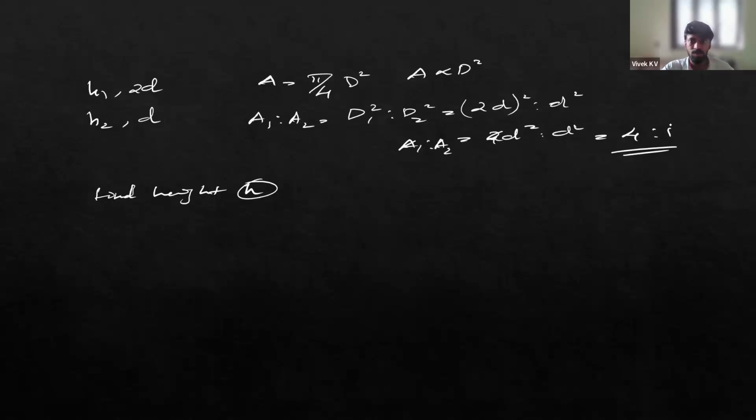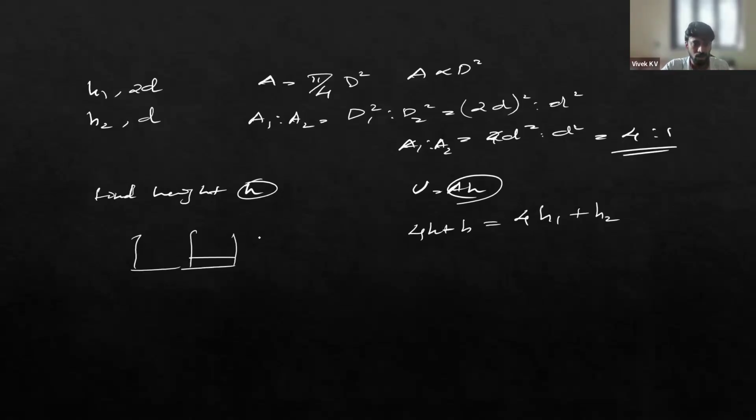So if the area ratio is, let us say, 4 is to 1, we know volume is nothing but area into height, right? So in this particular case, initial volume was 4h1 plus h2. That should be equal to the final volume. The volume remains the same because water is not spilling out. So it will be equal to 4h plus h, because the final height of both the containers is equal.